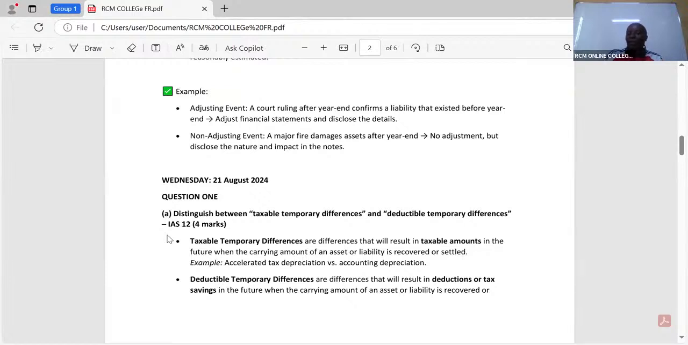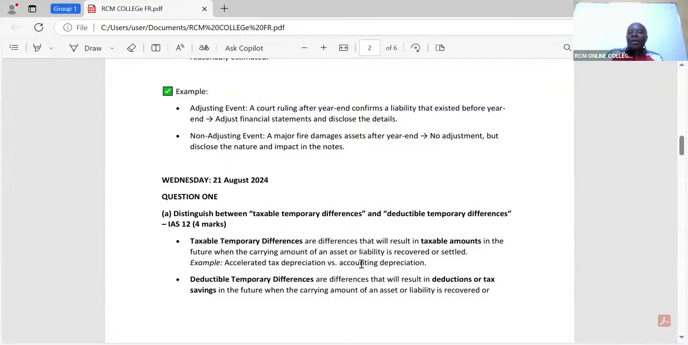The difference is just temporary, but in this case, you have gained. It's a gain. And of course, all gains that you get in a company, you must pay tax on them. So whenever you hear of taxable temporary differences, these are differences that will result in taxable amounts, in gains. Taxable amounts are gains in the future when the carrying amount of an asset or liability is recovered or settled. Example, accelerated tax depreciation versus accounting depreciation. I'll be able to explain this very well.